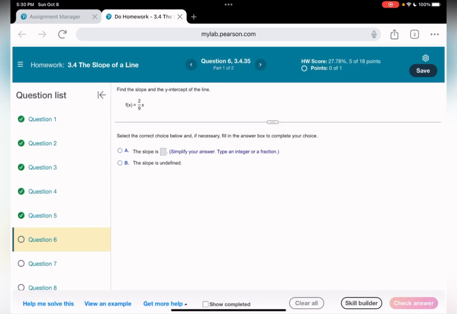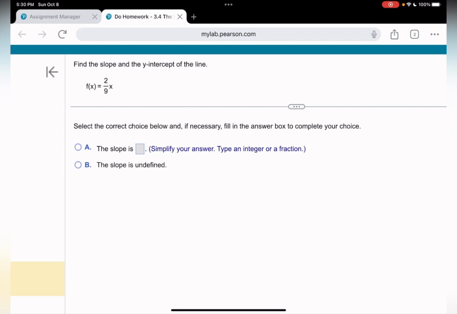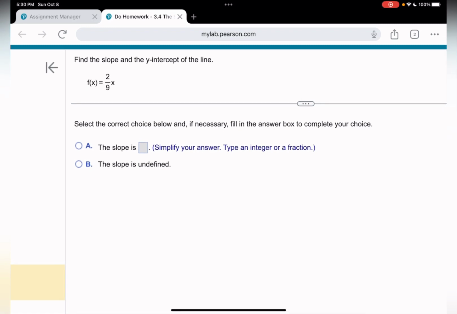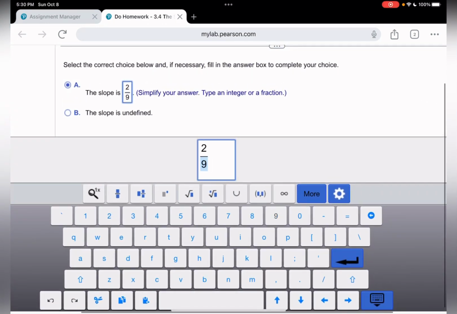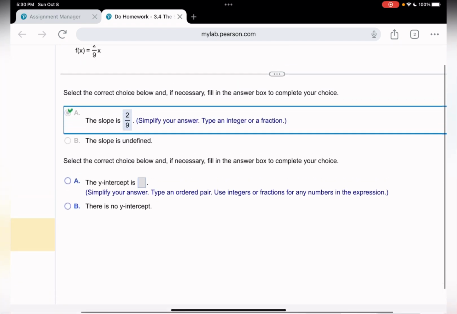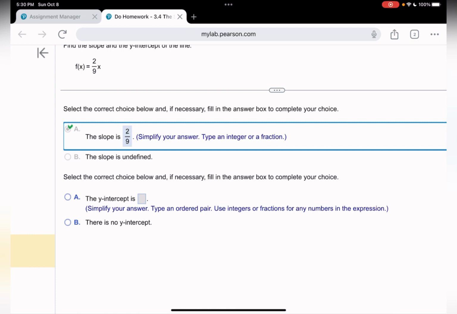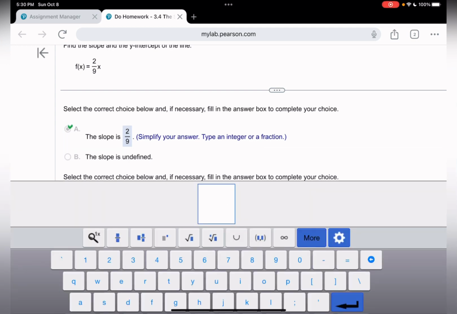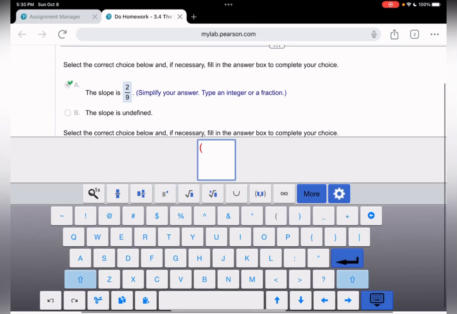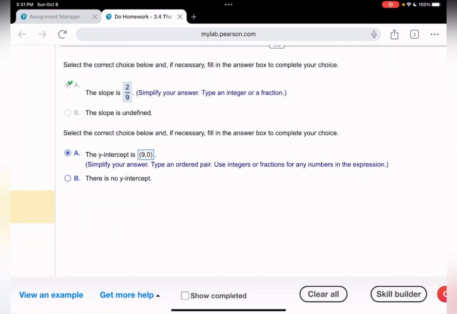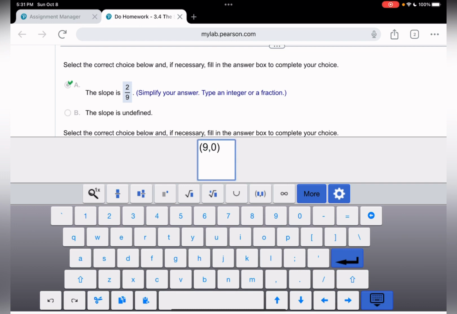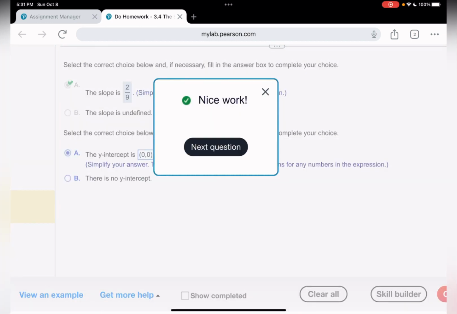Question number 6. In this case, it's much easier. So y is equal to 2 over 9x. Slope is going to be 2 over 9. But since we don't have any intercept, plus, minus, anything, it's going to be 0. Put in parentheses, 0 comma 0, closing parentheses. Okay, question number 7.